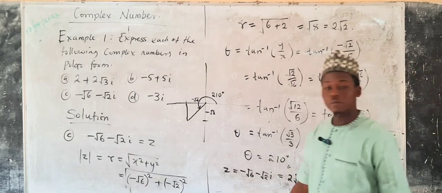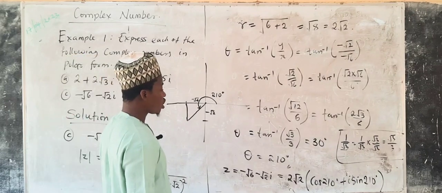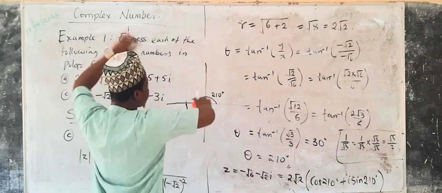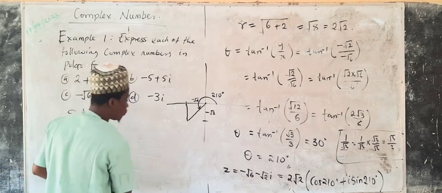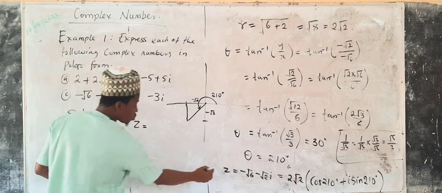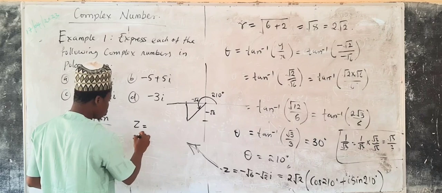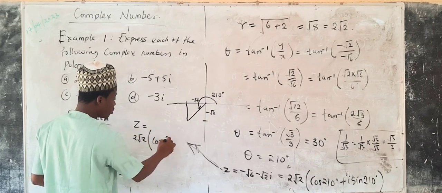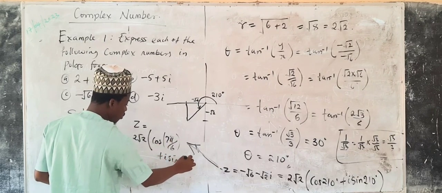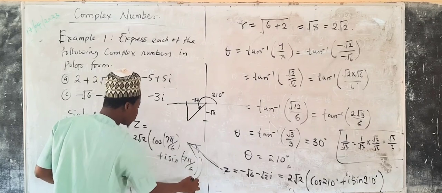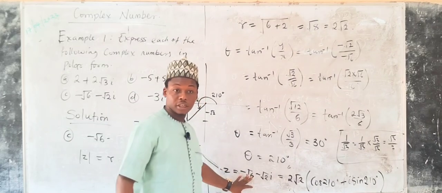Then you can convert the 210 degrees to radian. That's 7 pi over 6. So here, in radian form, we have Z equal to 2 root 2 open bracket cos 7 pi over 6 plus i sin 7 pi over 6. So this is the polar representation of this complex number. Is that clear now? Good.